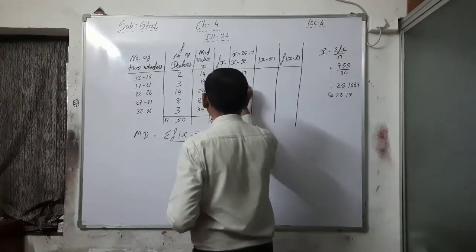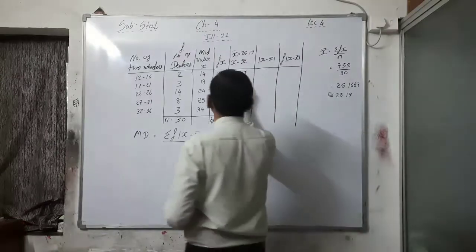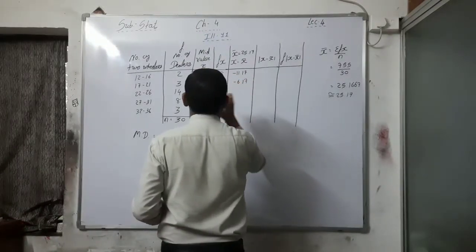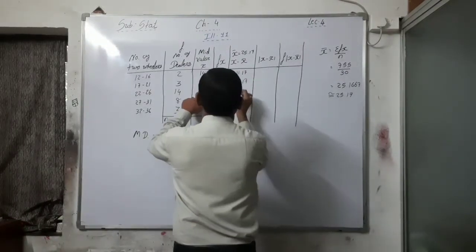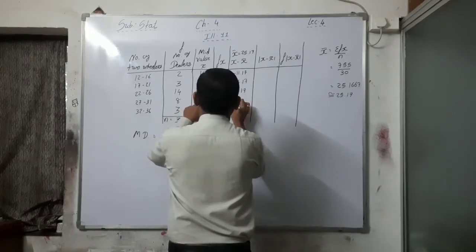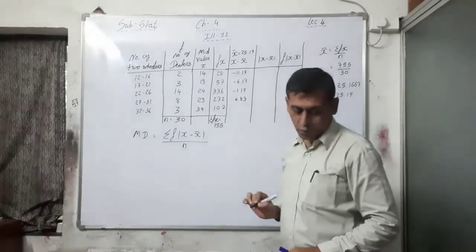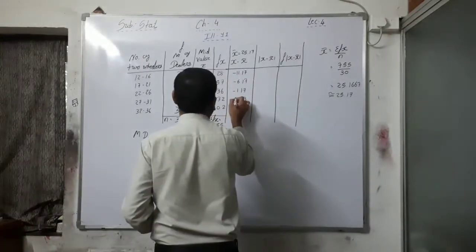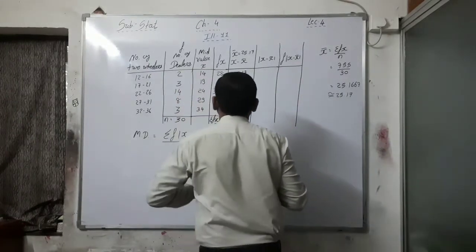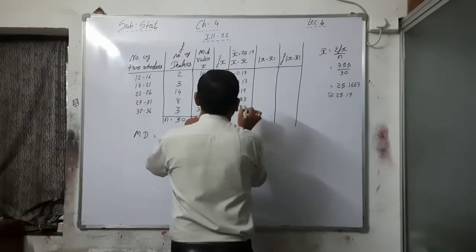Then minus 6.17. Then 24, that is minus 1.17. Then 29, that is 4.83, that is positive. Then 3.83 positive, and then the last is 8.83.